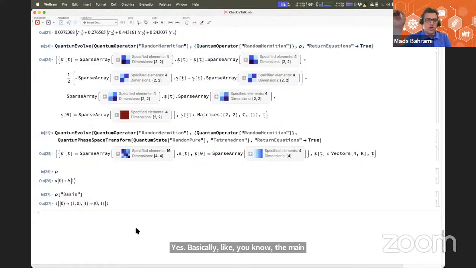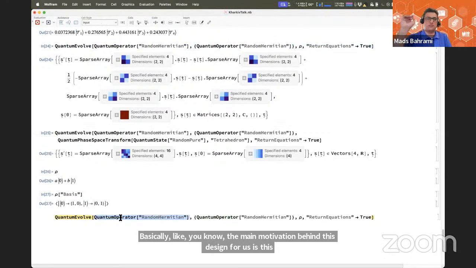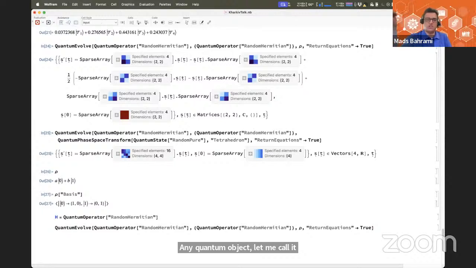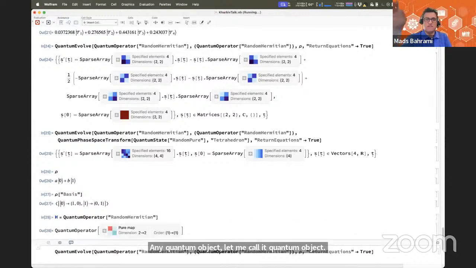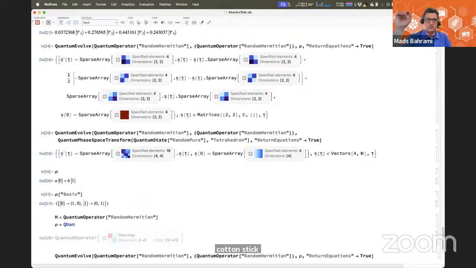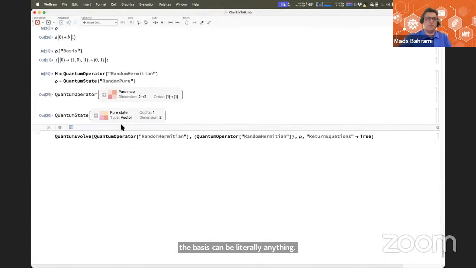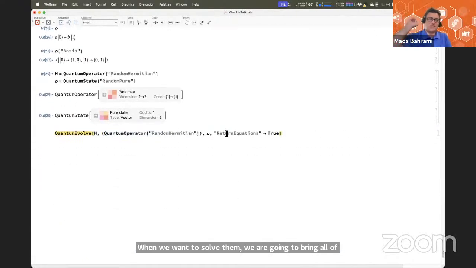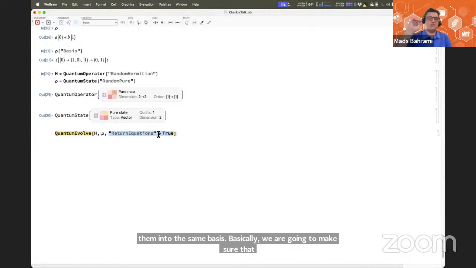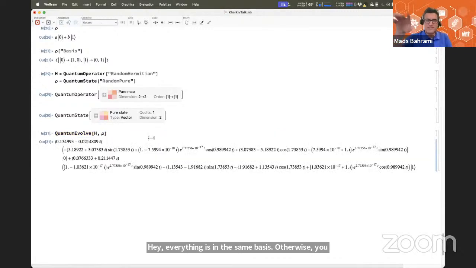Any quantum object, let me call it quantum object: your Hamiltonian, your Lindblad operator, your quantum state. Define it in any basis that you like. The basis can be literally anything. When we want to solve them, we are going to bring all of them into the same basis. Basically, we are going to make sure that everything is in the same basis. Otherwise, we are going to end up with the problem exactly as you said.